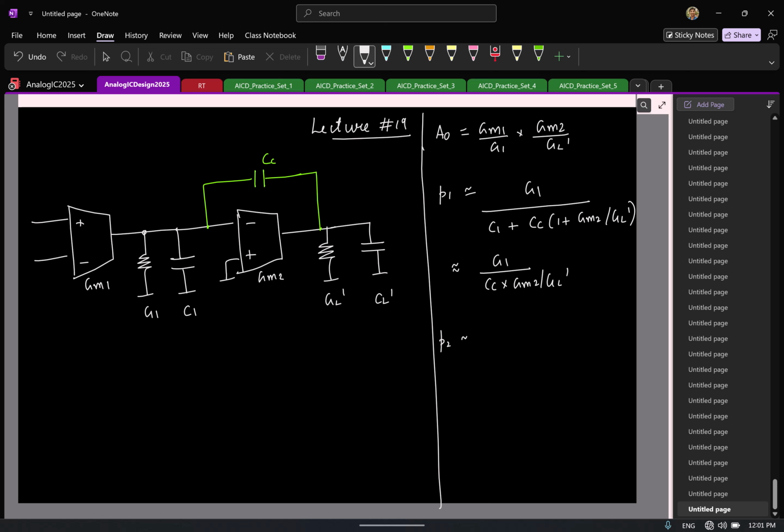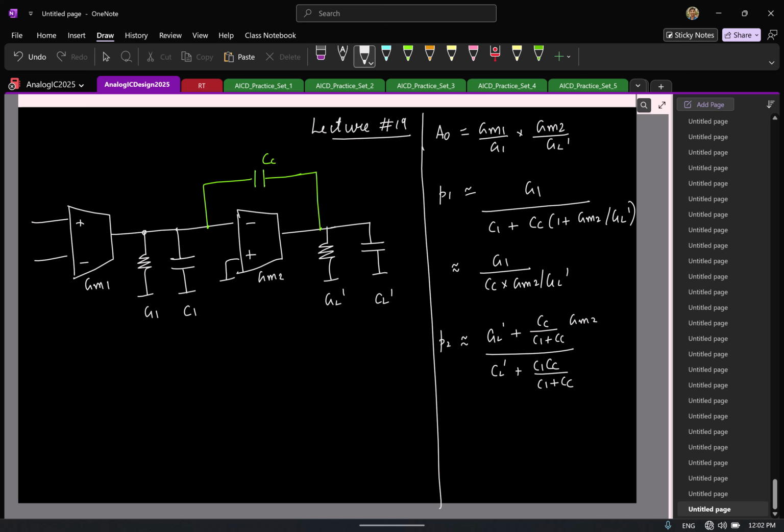Similarly, let's quickly write the high frequency pole. What is the total capacitance here? I have this CL dash, and these two in series come in parallel with CL dash. So let me write that: CL dash plus C1 Cc by C1 plus Cc. If I look at the total conductance here, I obviously have GL prime, plus I also have GM2 contributing to a real impedance, which is Cc by C1 plus Cc times GM2.